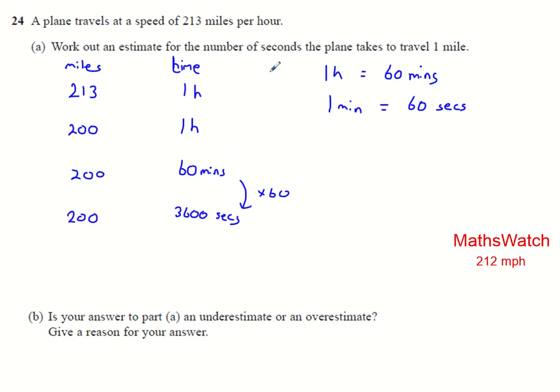We now need to work out the number of seconds it takes to travel 1 mile, so we need to turn the number of miles into 1. Depending on how confident you feel, you could do 3,600 divided by 200, or you can do this in 2 steps and simplify it further. So for example, if I halved 200 to get 100, I would halve the number of seconds, which would be 1,800. And then I can divide by 100, so 1 mile will take approximately 18 seconds.